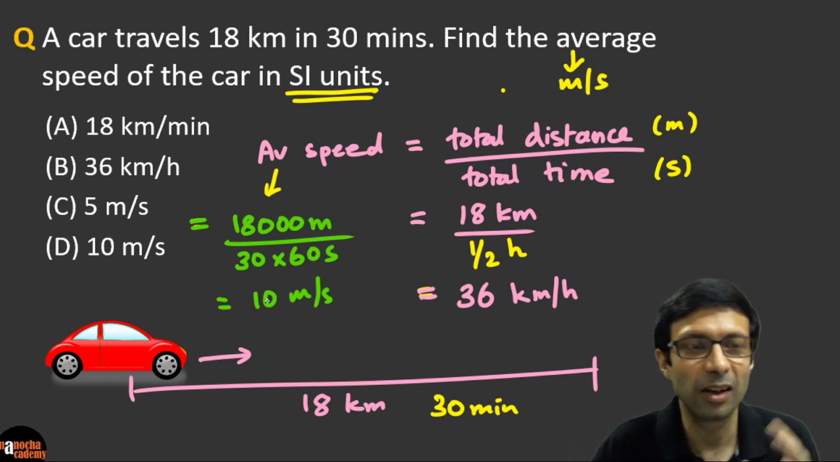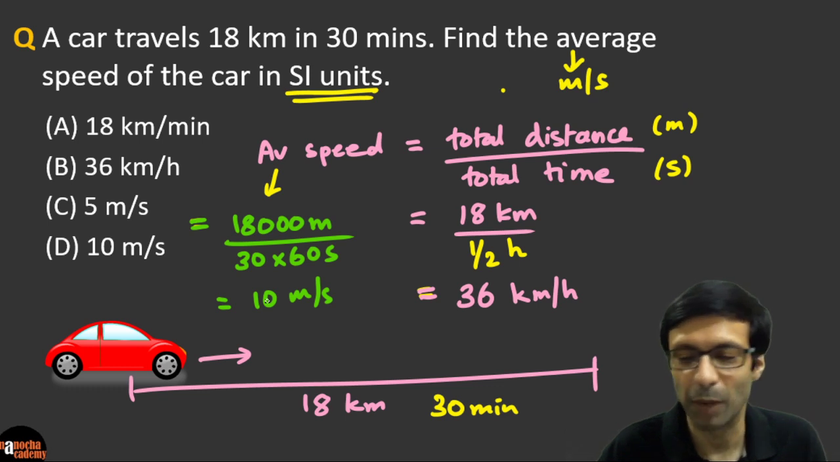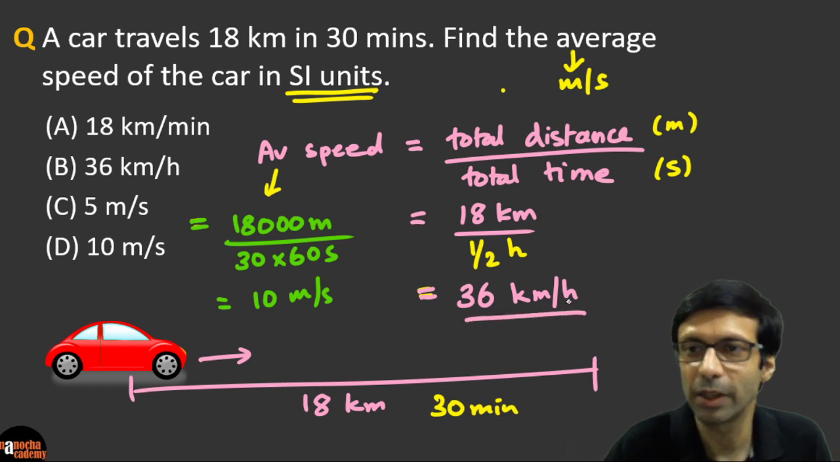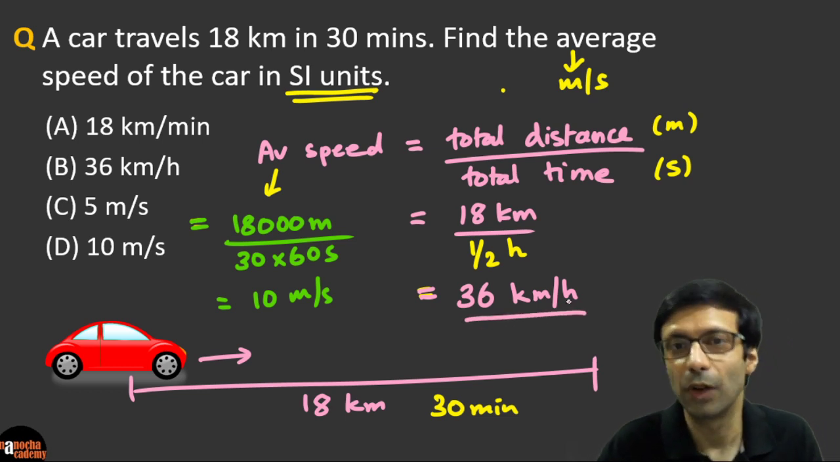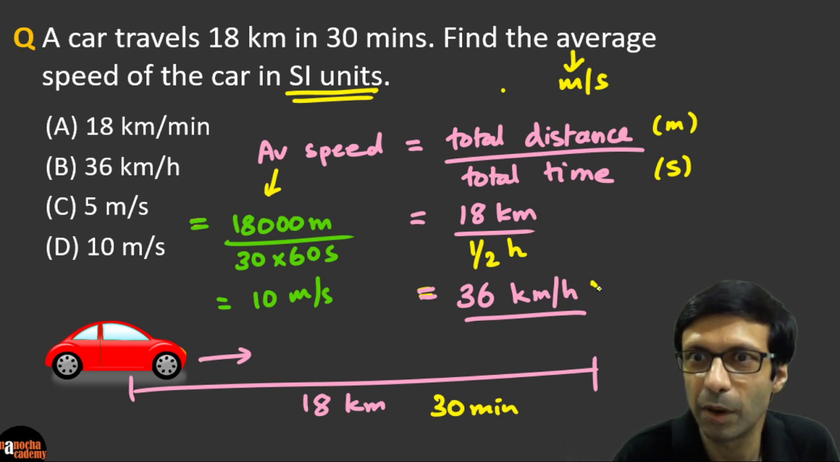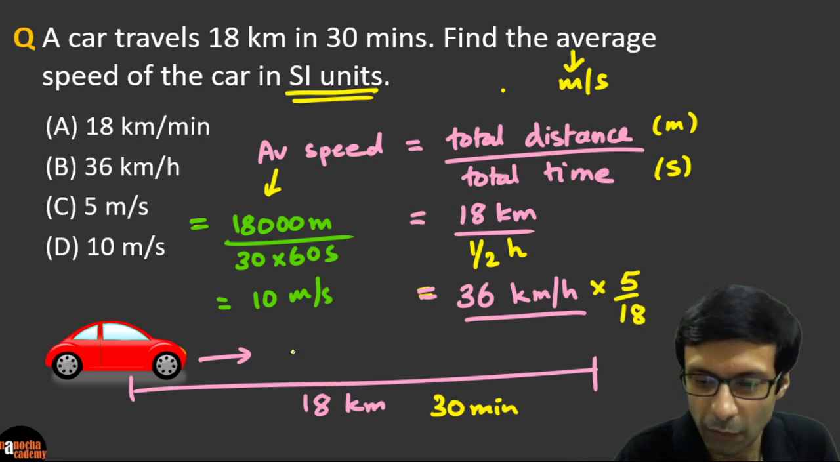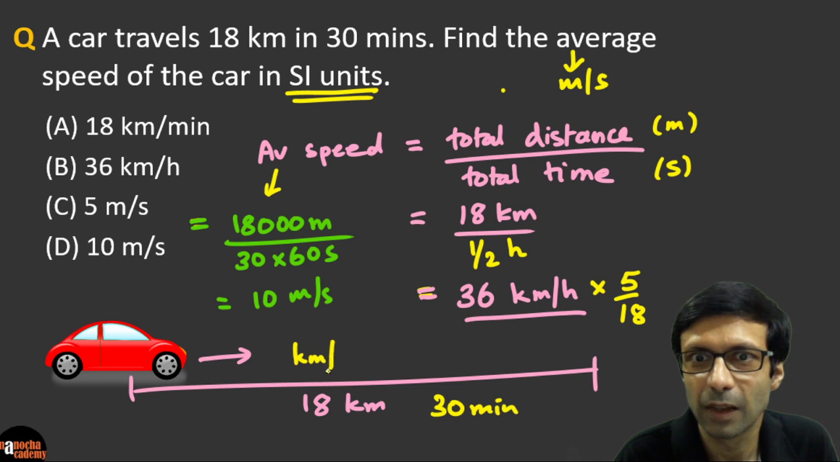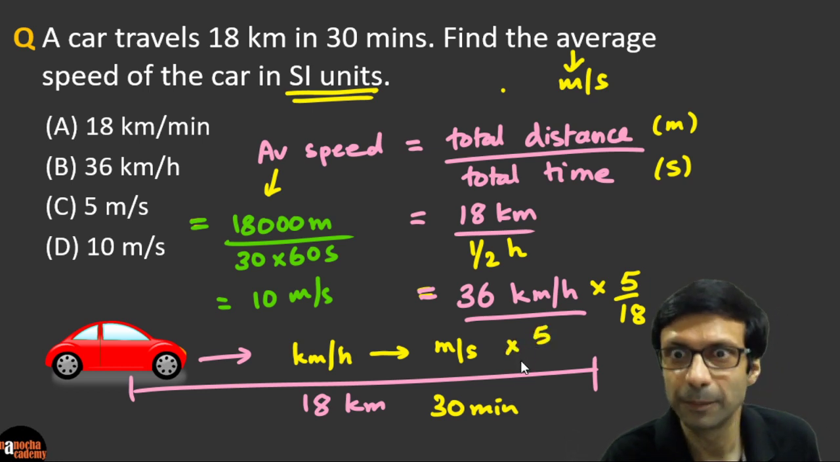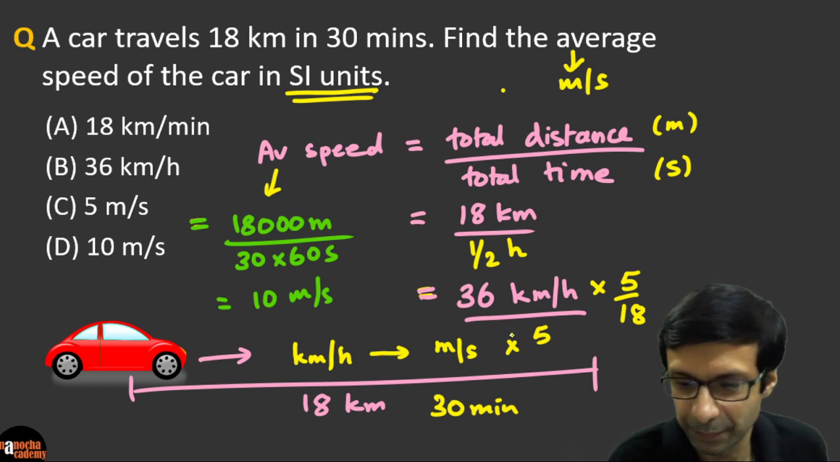But let me teach you a quick trick to do this much faster, right? Previously we had got 36 kilometers per hour. Now you can quickly convert that into meter per second. How do you do that? You just need to multiply this number by 5 by 18. So guys, to convert kilometers per hour to meter per second, remember you need to multiply the number by 5 by 18.